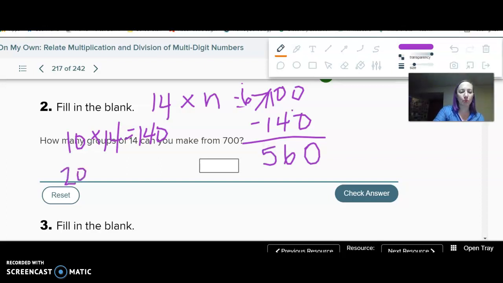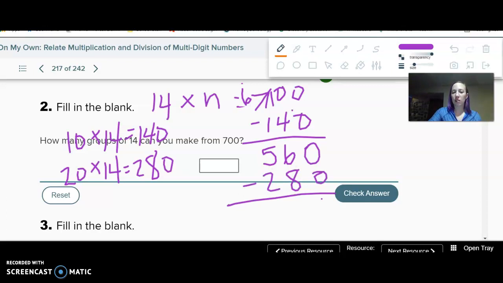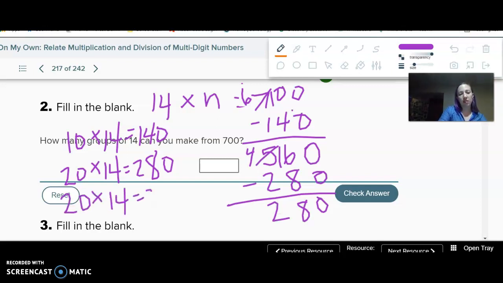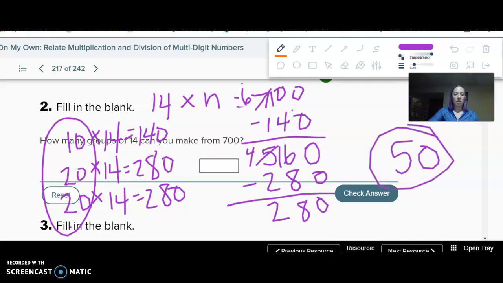Now, what if I did 20 groups? Well, I know 2 times 14 is going to be 28, so 280. 0, borrow 16 minus 8 is 8, and then 2. Oh, look, I can just do another 20 groups. It's going to be 280, and I won't have anything left. And again, if I needed to go over here and try 14 times 2 to figure it out, that's fine. I just have my facts down more than you might. This is how many groups I made. 20, 20, 10. That is 50 groups, which hopefully is what you got.